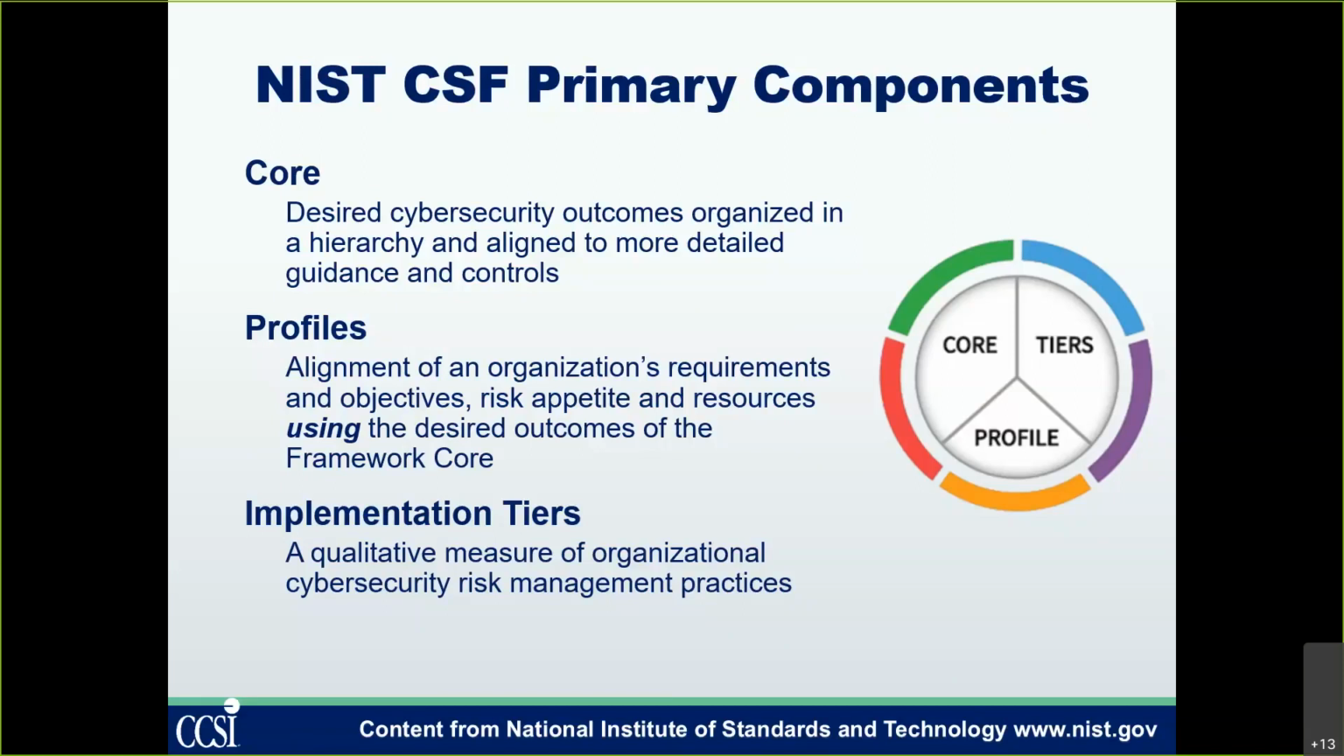Implementation tiers is the last one that they call out. And this is interesting because they have 4 of them. So implementation tiers is a qualitative measure of organizational cyber risk management practices. Okay. This is literally ripped off their site, right? So what that really means is, based off of where you are, which implementation tier are you? And there's 4 of them: partial, risk-informed, repeatable, and adaptive.